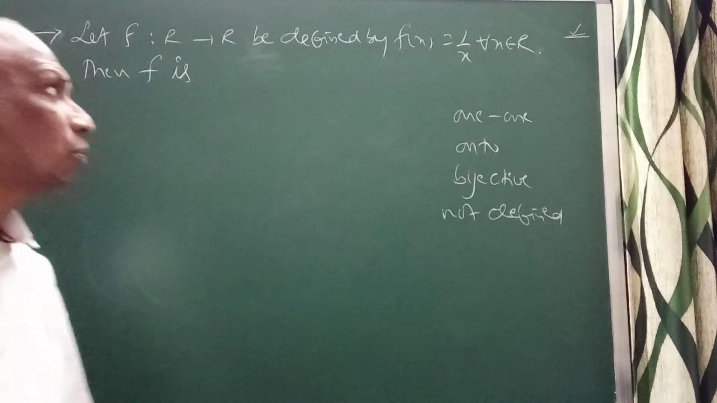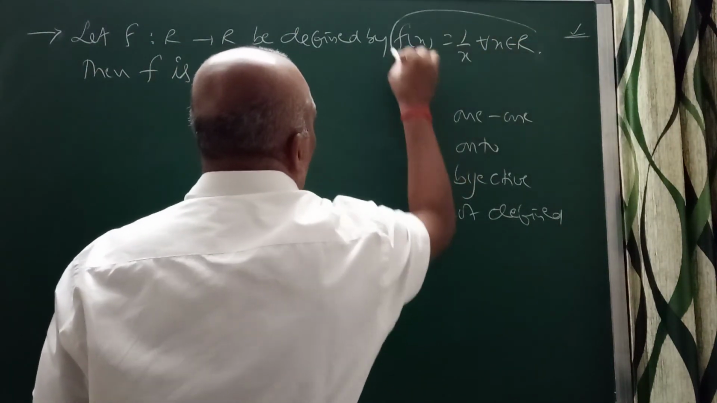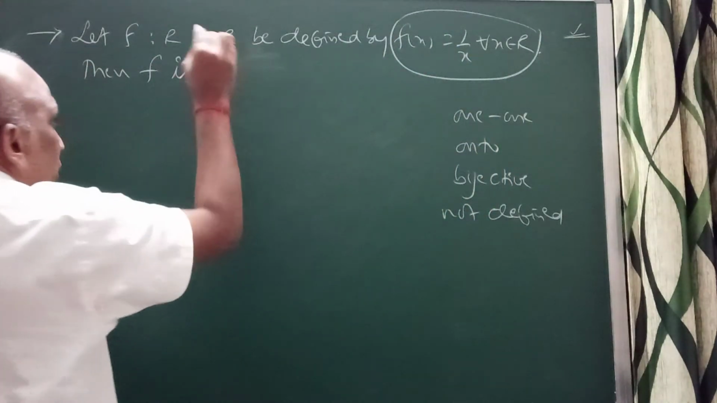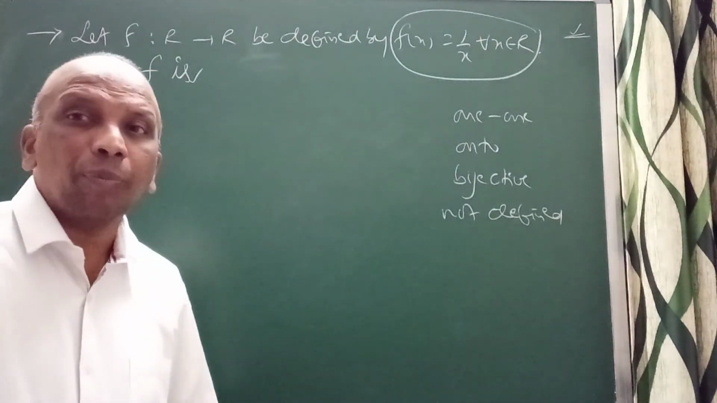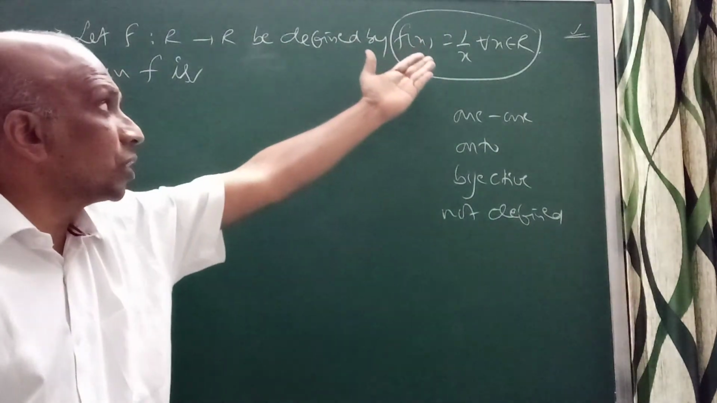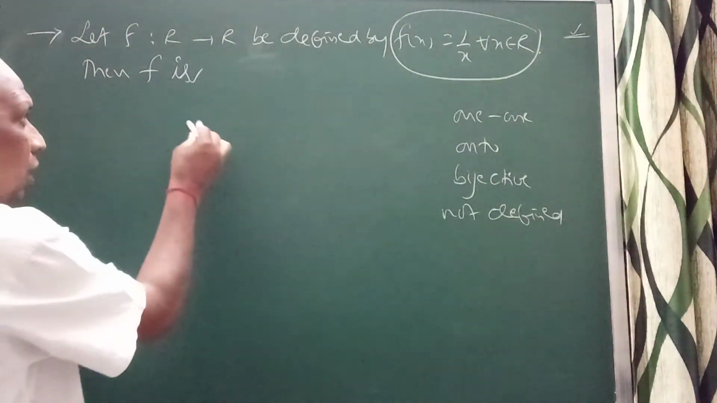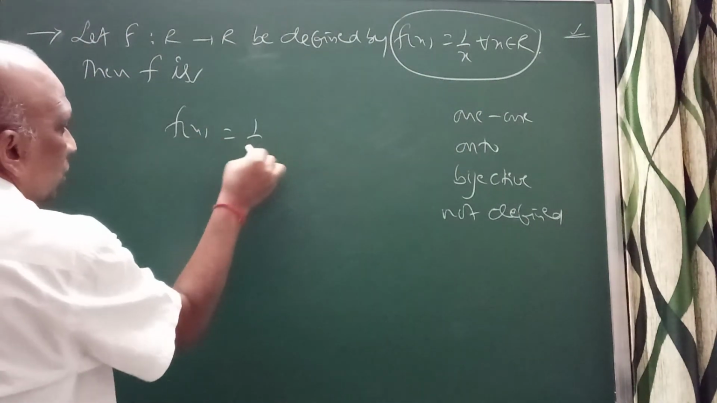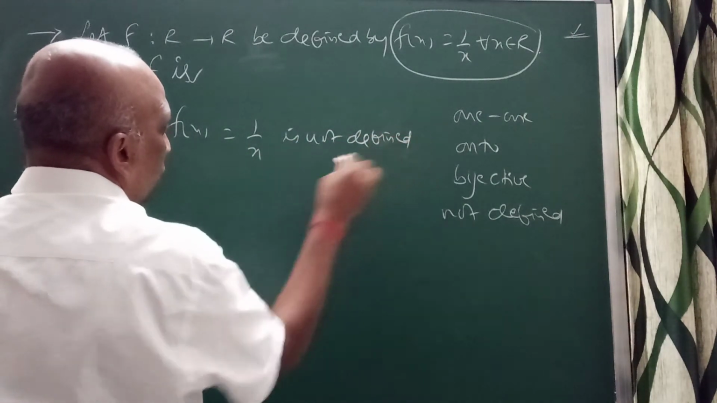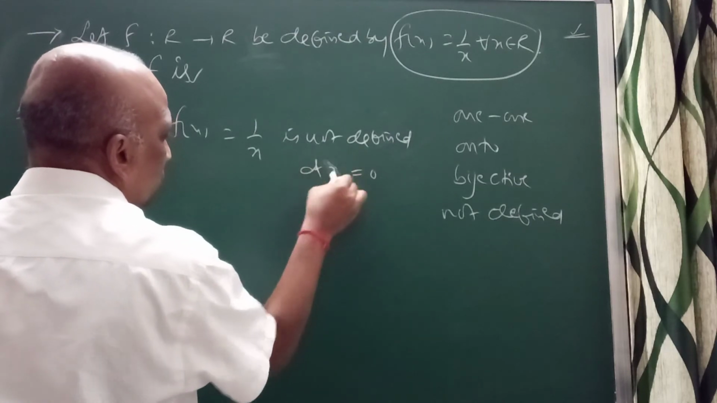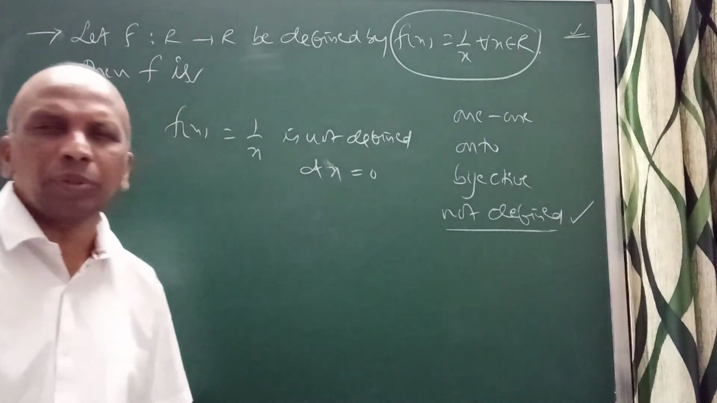Now see, this is a simple problem. They have given a function f from R to R defined by f of x equal to 1 by x for all x belonging to R. Instead of thinking one-one, onto or bijective, leave it. The function doesn't exist when x equals 0. f of x equal to 1 by x is not defined at x equal to 0. That is the reason the function is not defined. That's the simple question here.